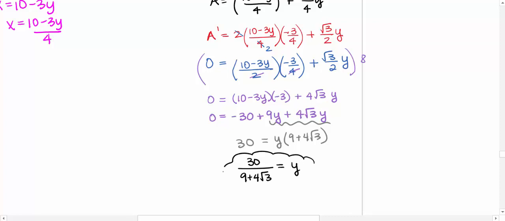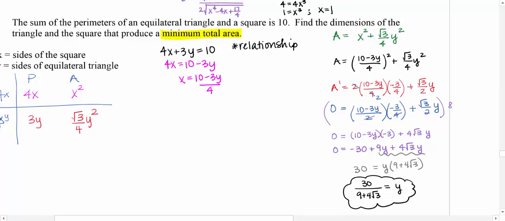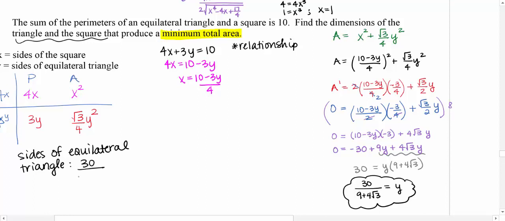Seems like a decently ugly number, which is why I was saying we're going to have a little bit of work to do now that we have to find the other side. So if I look back at the original question, it does say find the dimensions of the triangle and the square. And y was the side of my triangle. So the sides of the equilateral triangle are 30 over 9 plus 4 rad 3.